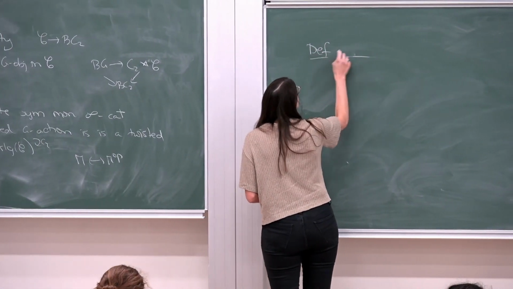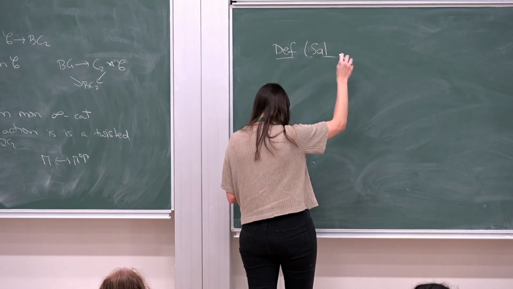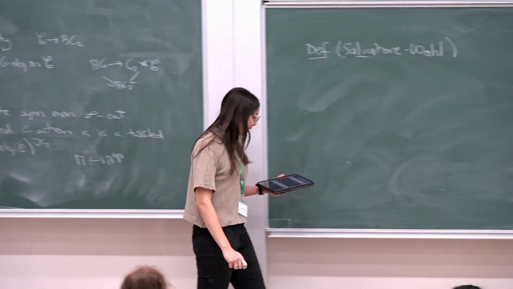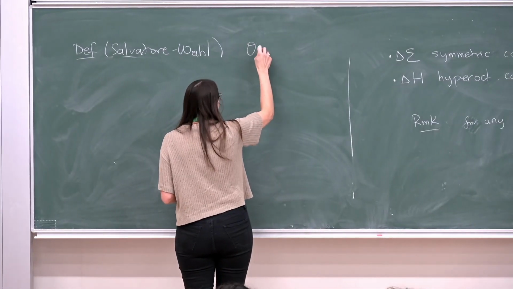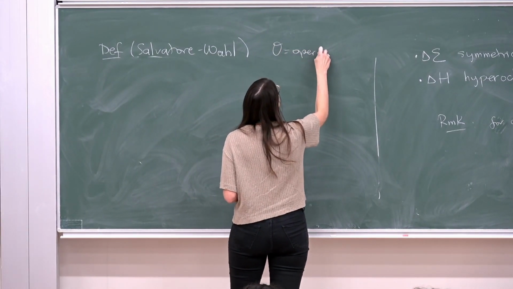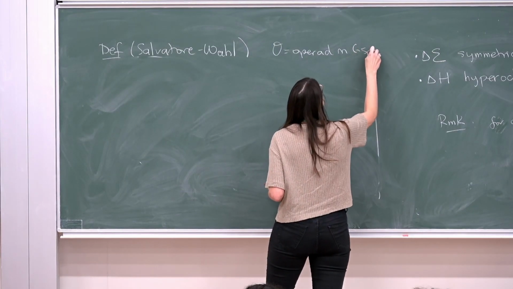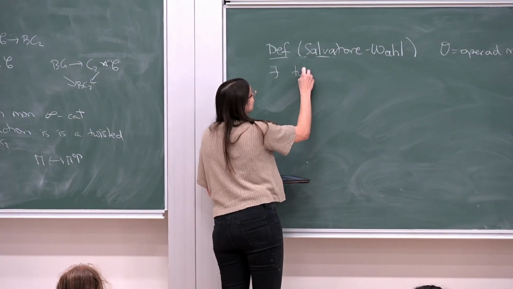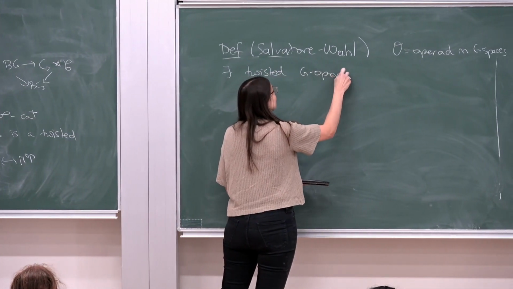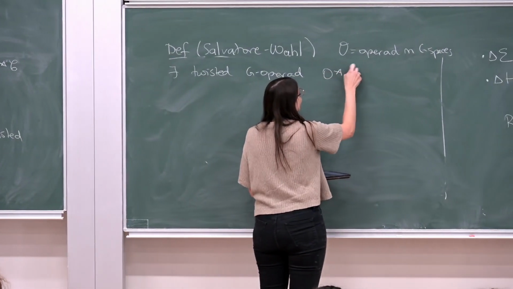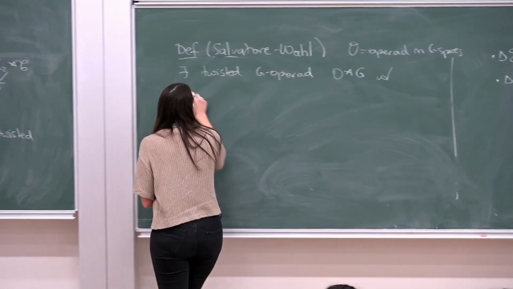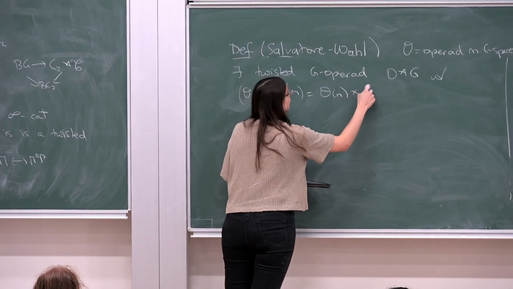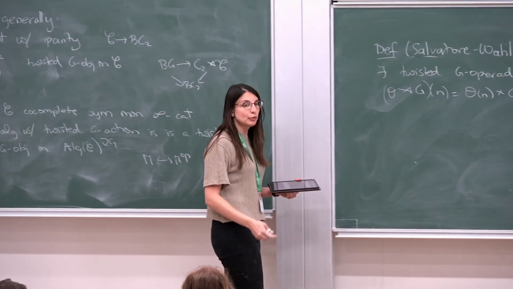So a definition from a really cool paper of Salvatore and Wahl. So if O is an operad in G spaces, they define a twisted G operad, O semi-direct product G. So at level n, this is going to be On times n copies of G.